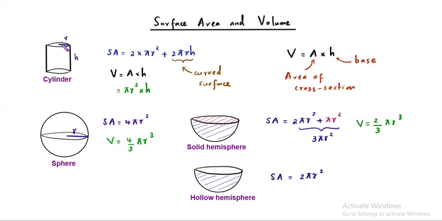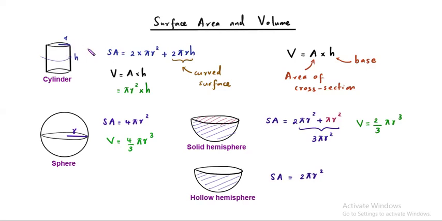When it comes to the surface area of a cylinder, it has 3 sides, that is, it has 2 circles and a curved surface. This curved surface is this rectangular portion that we have when we cut that open. So in that case, to calculate the surface area, we multiply the area of the circle by 2 and then add that with the curved surface that we have.